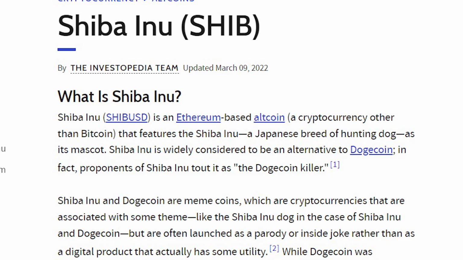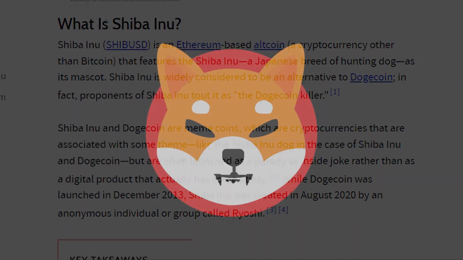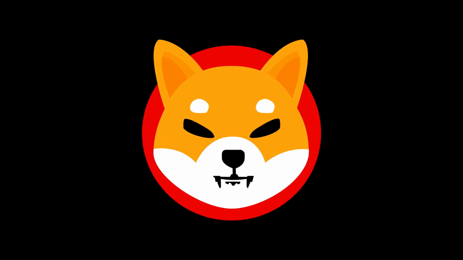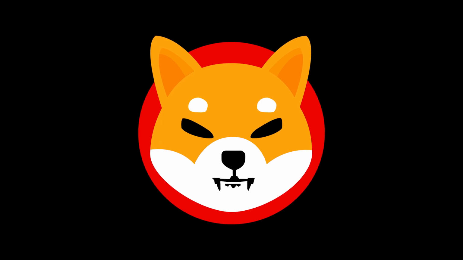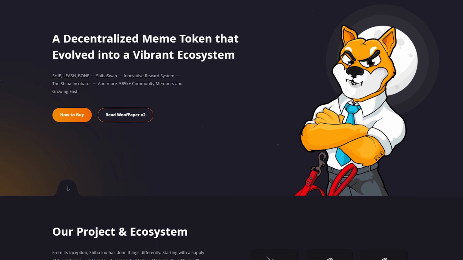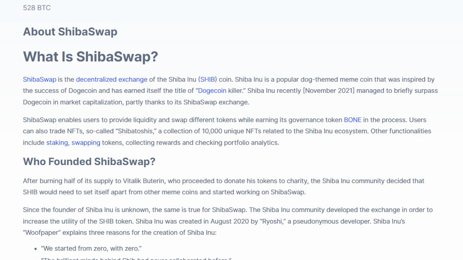What is Shiba Inu? SHIB. Once upon a time, there was a very special dog. That dog was a Shiba Inu, and this dog inspired millions of people around the world to invest money into tokens with the dog's image on it. According to the Shiba Inu website, SHIB is the Dogecoin killer and is listed on their own ShibaSwap, a DEX.